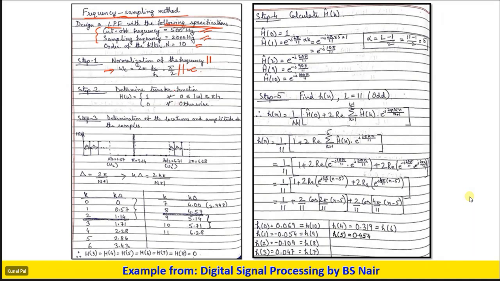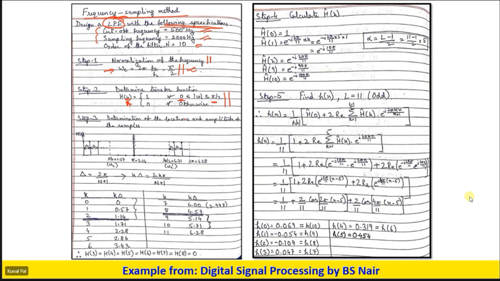Now next is to determine the transfer function. Over here we have this Hk, where k is the frequency component, and it is given by 1 for the modulus of omega from 0 to pi by 2, because this is the transfer function for any low pass filter. We have seen this in our last class. Now after you have done this, we have to determine the locations and the amplitude of the samples.